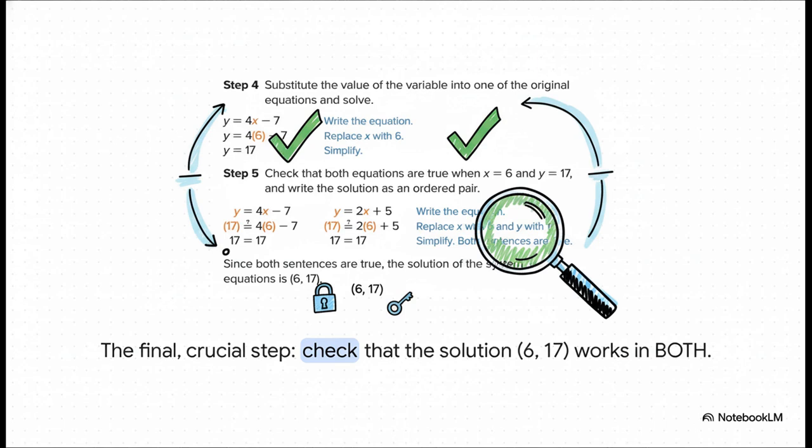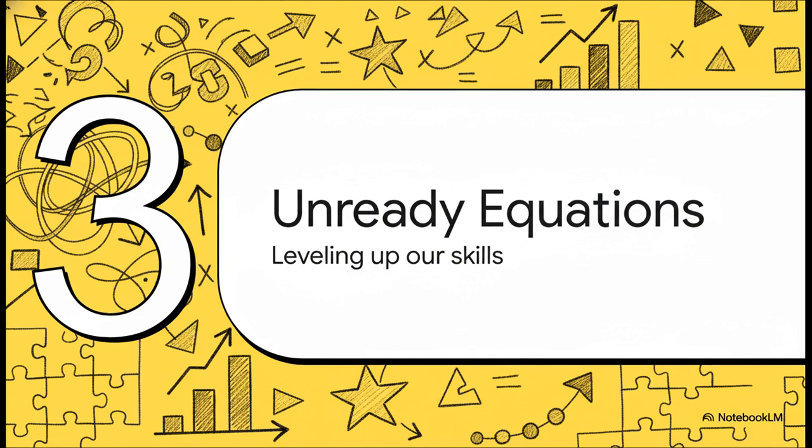Okay, we're almost done, but don't skip this last step. It's so important. We need to check our answer. We think the solution is the point 6, 17. To be sure, we have to plug those numbers back into both of the original equations. And when we do, we get 17 equals 17 for both. That's a true statement, which means we nailed it. That's our correct answer.